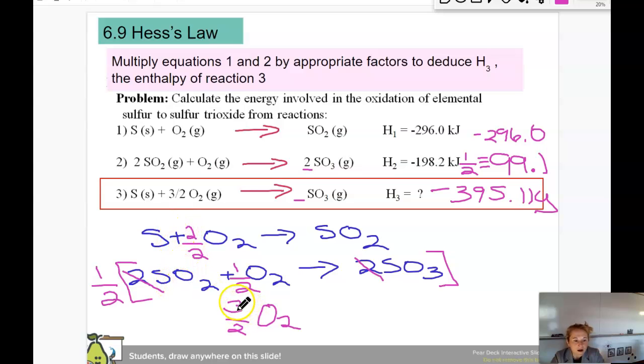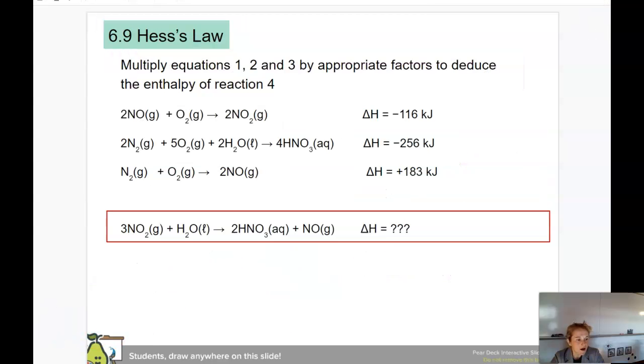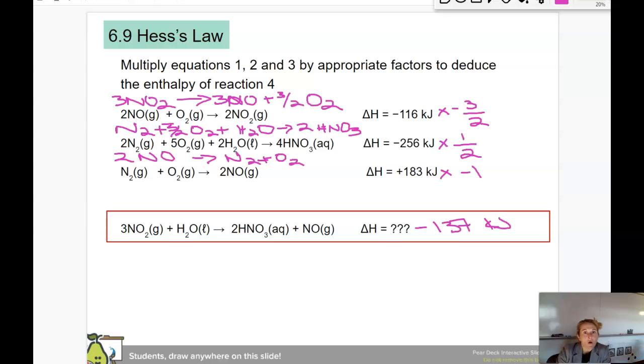So I'm sorry, we end up with half the SO2s, and then these guys can cancel out. So there we go. And so when we half the energy of our second step, we end up with this as our total heat of reaction. All right, let's take a look at this one. Please pause and try the problem. Okay, so this one was much harder.